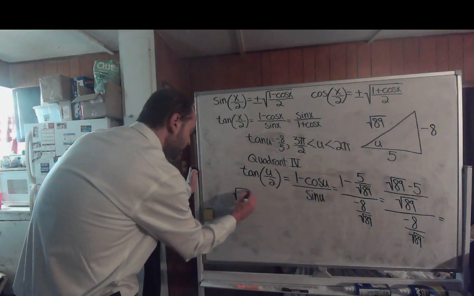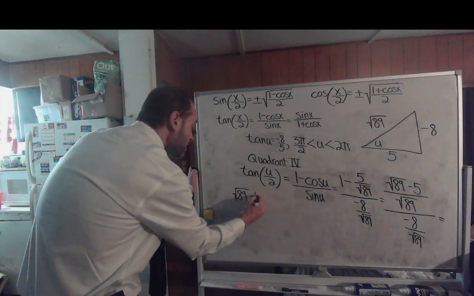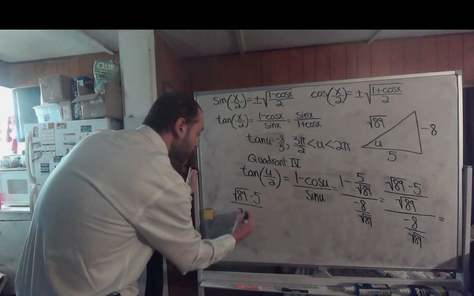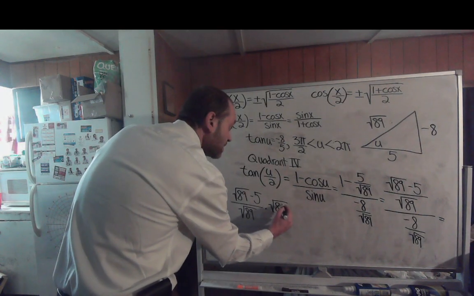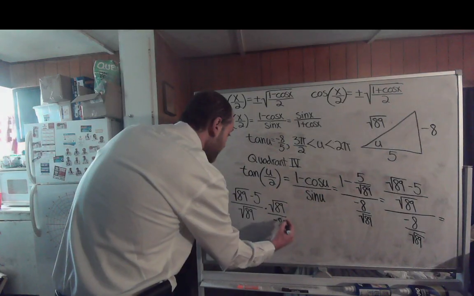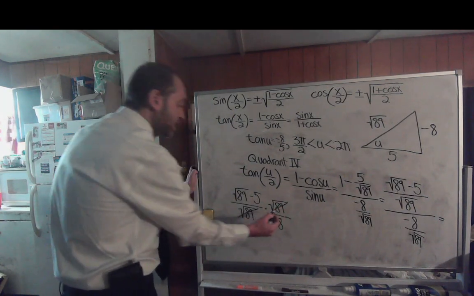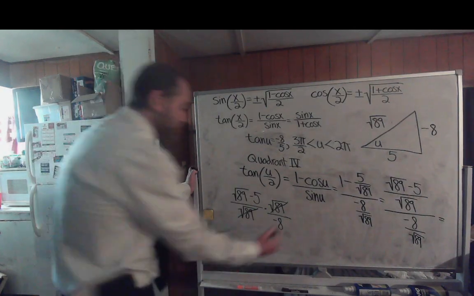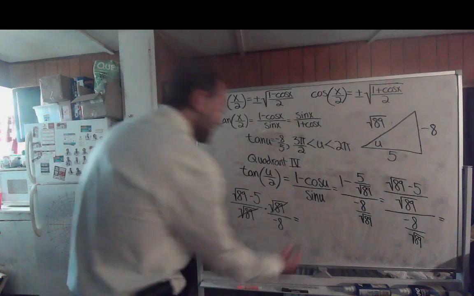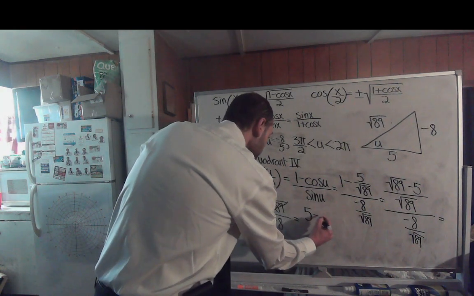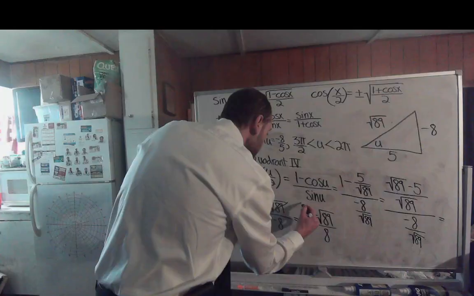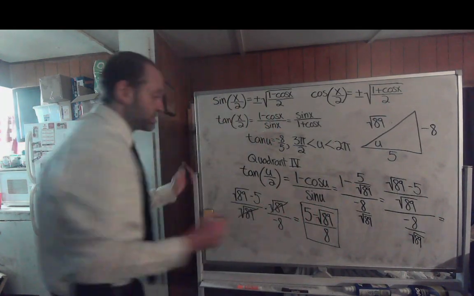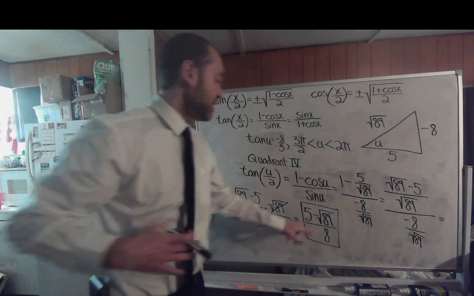So complex fraction, we'll just invert and multiply. You'd end up getting the square root of 89 minus 5 over the square root of 89 times the square root of 89 over negative 8. At least one set of radicals canceled out. The best thing you can hope to do here is you would simply end up getting 5 minus the square root of 89 over 8. So the tangent of u over 2 would be 5 minus the square root of 89 over 8.